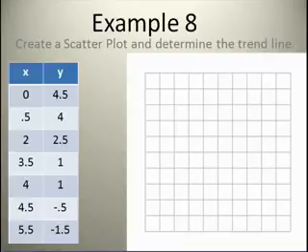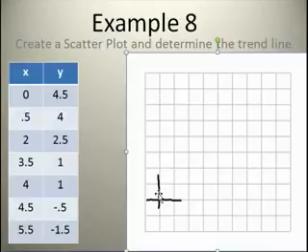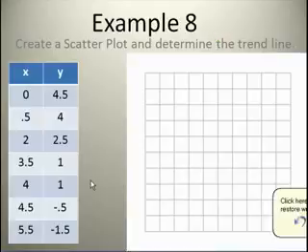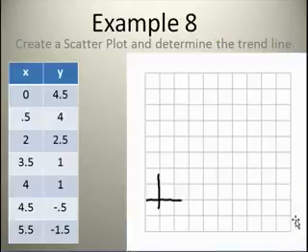Now what I want to do is I want to create a scatter plot. I'm going to go ahead and put my 0, 0 right here. And I'm just going to count my ones on this. Plot a point at 0, 4.5. And I'm going to go ahead and make this graph and then we'll look at it. All I'm going to do is plot the points, and I'm counting by ones. Okay, so there's my scatter plot again. All I did was plot the points that are in the table.